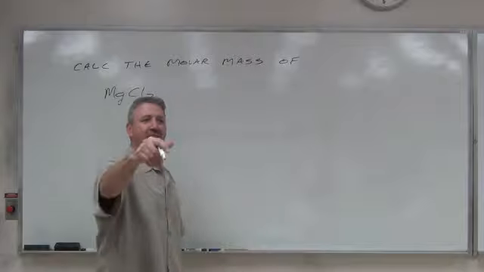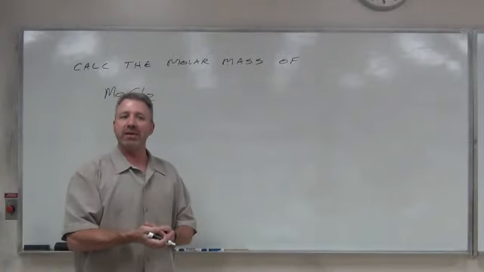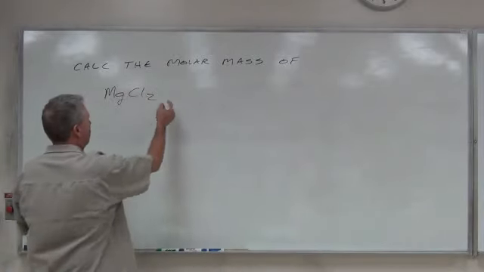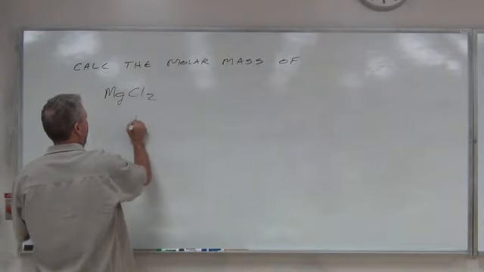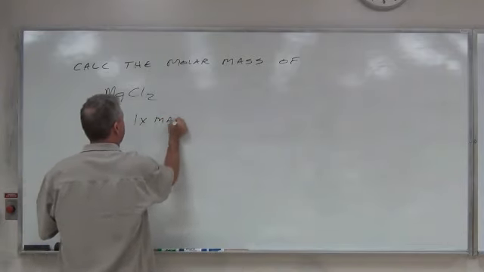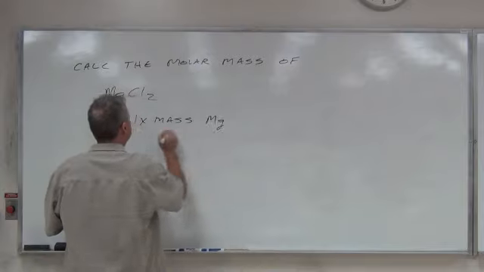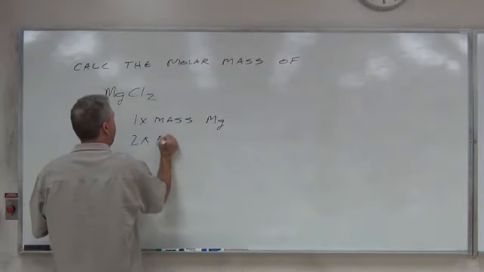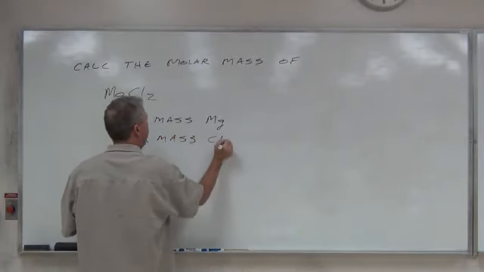95.21 units. That's what we need to be familiar with. The molar mass is 1 times the mass of magnesium plus 2 times the mass of Cl.